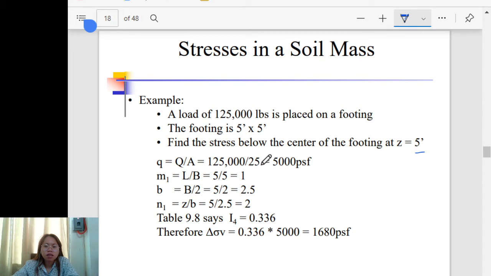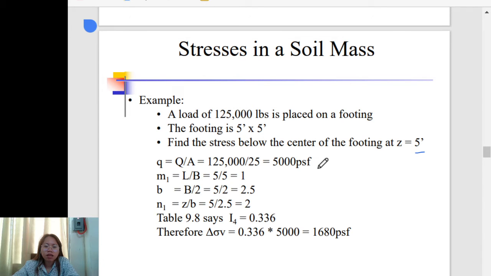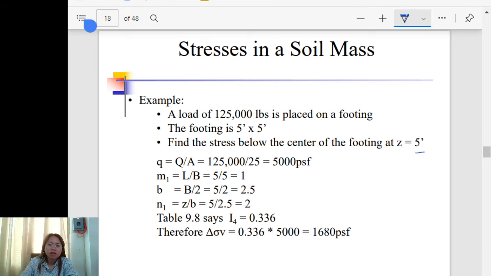So we have the stress of 5,000 pounds per square foot, but we have to multiply this with the coefficient, I sub 3 or I sub 4. Since we have to find the stress below the center of the footing, we have to use I sub 4 instead of I sub 3 because I sub 4 is for the center of the footing.